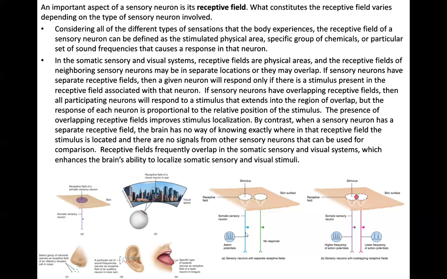So in other words, we've got two sensory neurons here, one in blue, one in green. The receptive field for each of those is circled here. Notice that they are separate from one another. If a stimulus occurs to the skin in this area here, it makes sense that action potentials will be created in that sensory neuron, but not in the one in green. Makes sense, right?